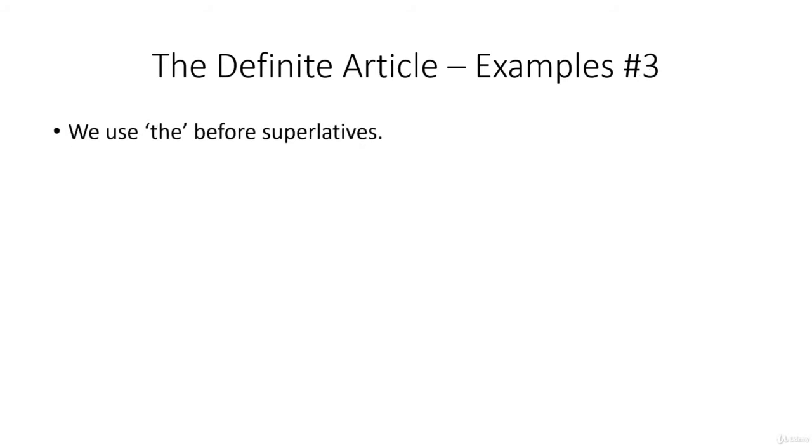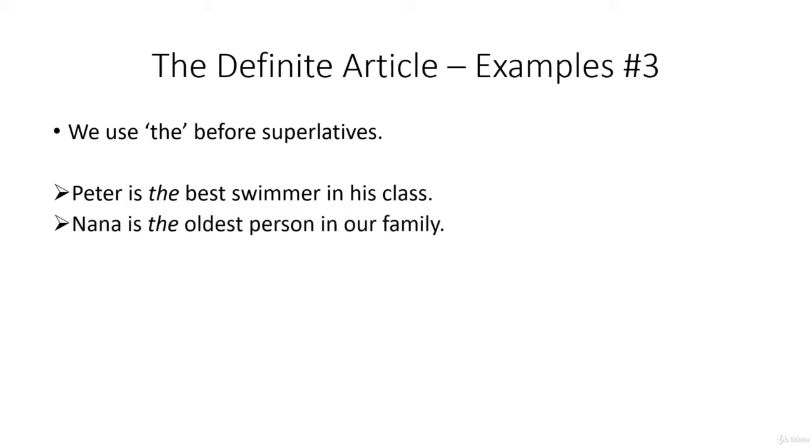We use "the" before superlatives. So Peter is the best swimmer in his class. There's only one best swimmer, so it's the best swimmer. Nana is the oldest person in our family. Again, only one oldest person, and this is her.